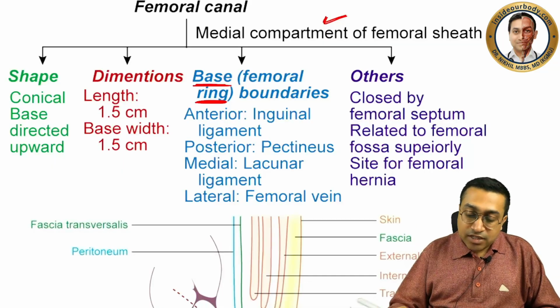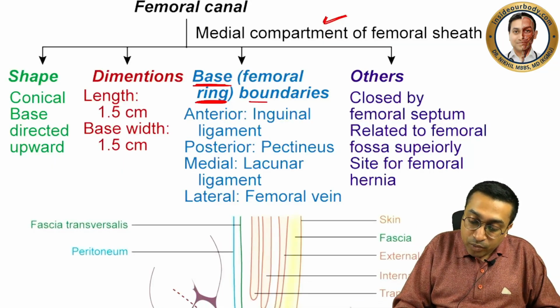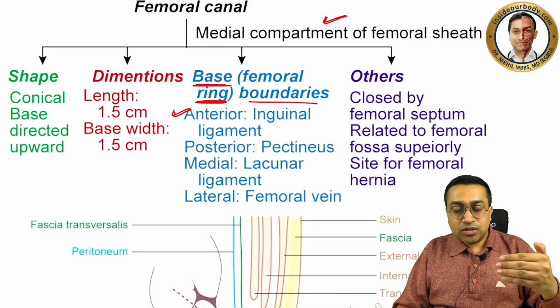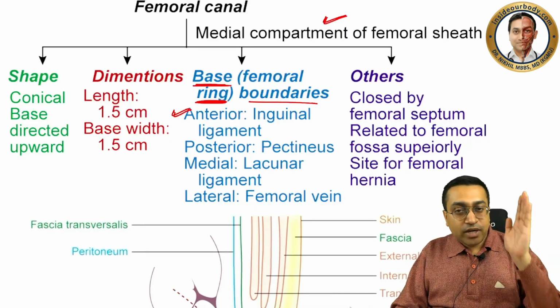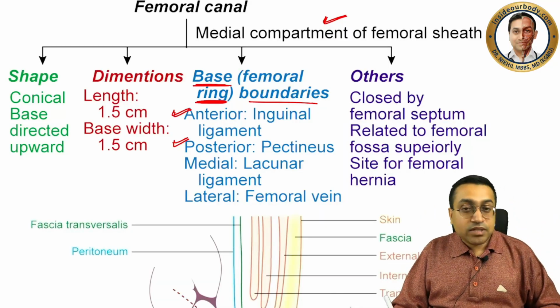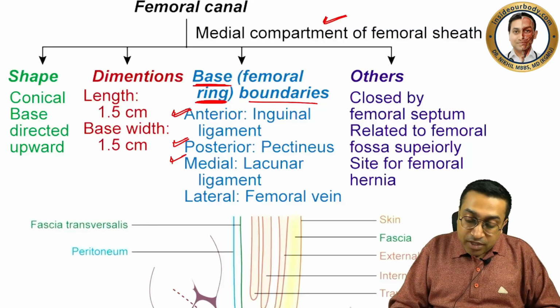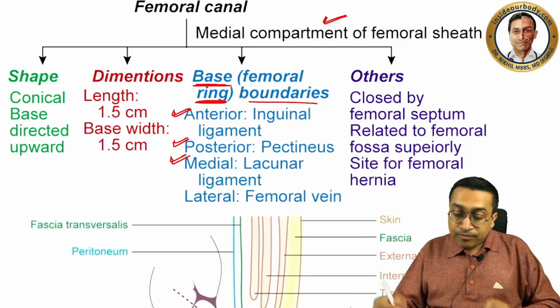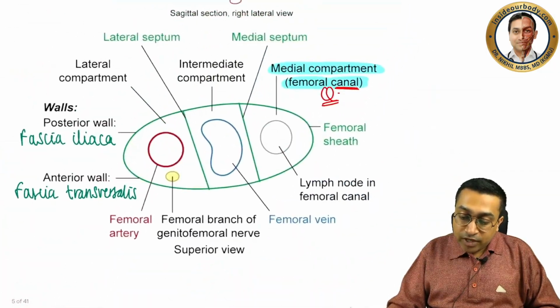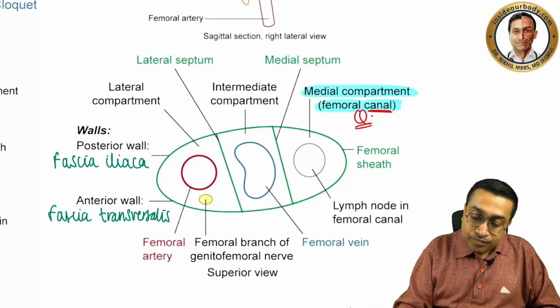That is formed by boundaries: anteriorly by the inguinal ligament, the anterior most structure, running from the anterior superior iliac spine to the pubic tubercle. Posteriorly you have the muscle, that is the pectineus. Medially you have the lacunar ligament, and laterally you have the femoral vein. Let me show you this photograph again. I think you can make out.